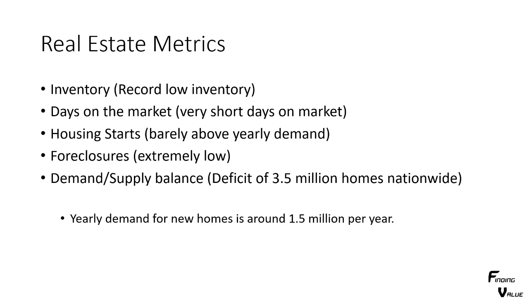So the real estate metrics tell us in real time how the real estate market is doing. Right now, we have record low inventory. We have very short days on the market. Housing starts are barely above the yearly demand. Foreclosures are extremely low. And the demand-supply balance is a deficit of 3.5 million homes nationwide. Yearly demand for new homes is roughly 1.5 million per year. We have to build above the 1.5 million yearly demand another additional 3.5 million new homes nationwide. And I'm going to show you what that looks like and why that happened.